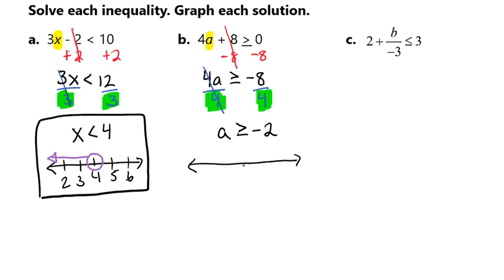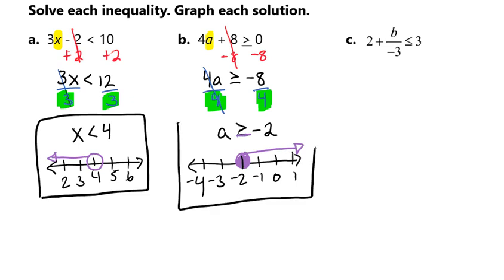So let's go ahead and let's graph this. So here we're going to have a closed circle at negative 2 because we have the equal to mark underneath our greater than or equal to. And it says a is greater than or equal to negative 2, meaning a is bigger than negative 2 or equal to it. So the equal to it is the coloring in, and the greater than it is when we point to the right. And that's our solution.